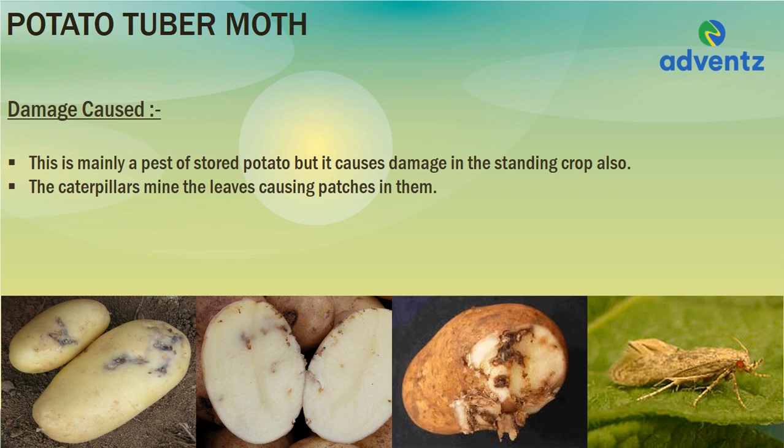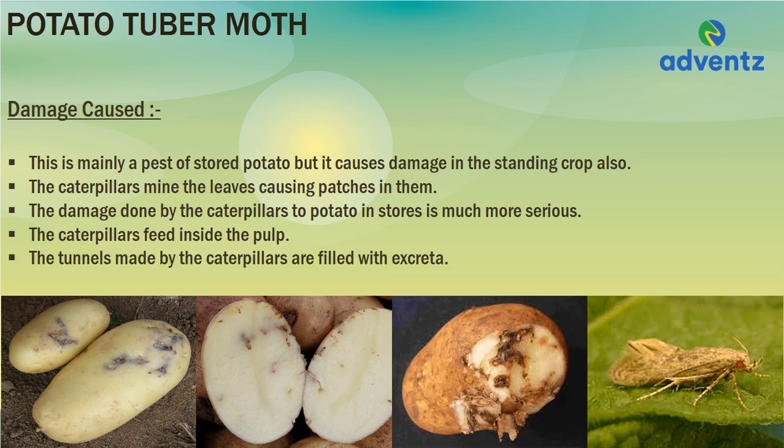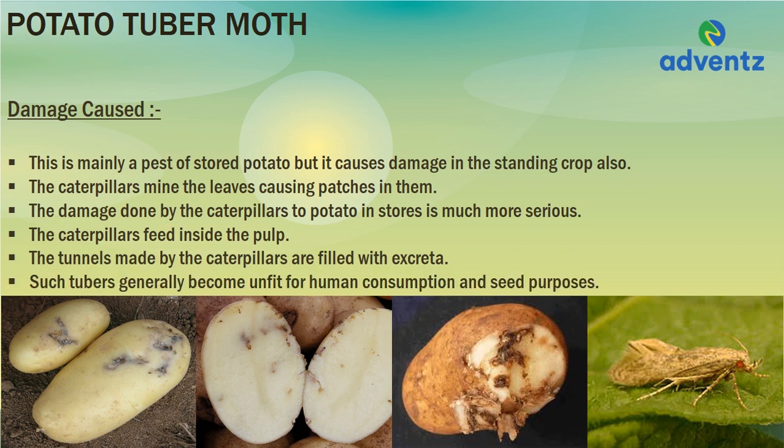The damage done by the caterpillars to potato in stores is much more serious. The caterpillars are found inside the pulp. The tunnels made by the caterpillars are filled with excreta. Such tubers generally become unfit for human consumption and also for seed purposes.